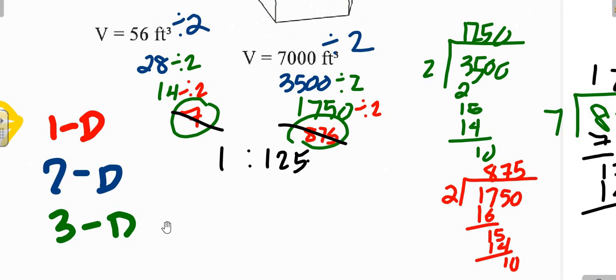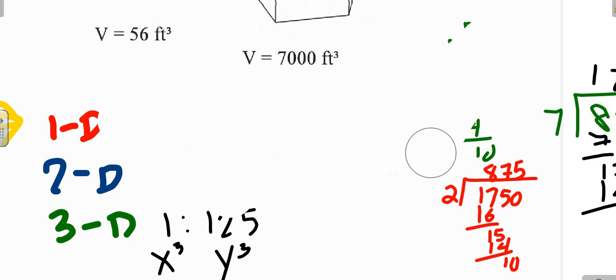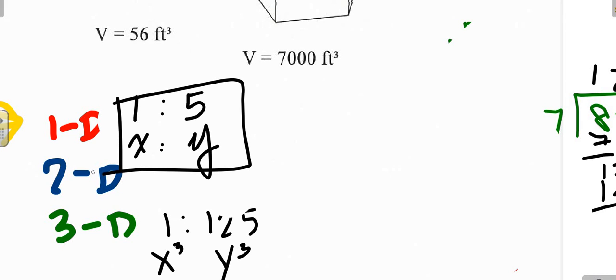So our 3D ratio is 1 to 125, which is x cubed to y cubed. It's asking for the scale factor, which means in all of this, what is your x and y? Well, 1 times 1 times 1 is 1. Cube root of 125 is 5. Therefore, your scale factor would be 1 to 5.